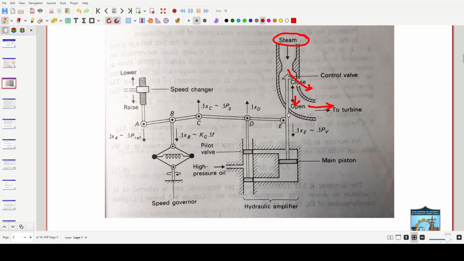turbine increases, right? Now the flow of steam to the turbine should be dependent on the speed or the frequency, right? Based on this linkage mechanism, with a hydraulic system having high pressure oil, this particular change in speed is converted into the up and down movement of this main piston, and hence the steam flow to the turbine is controlled.